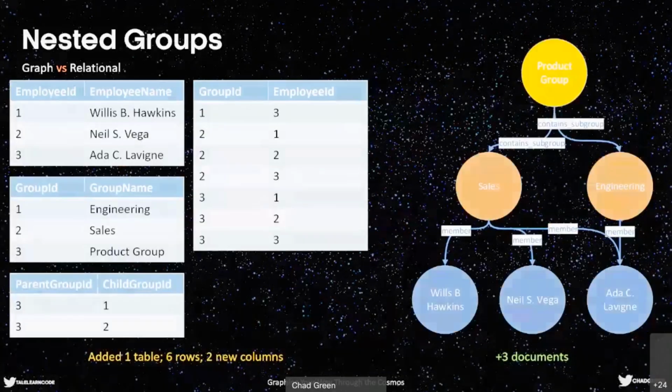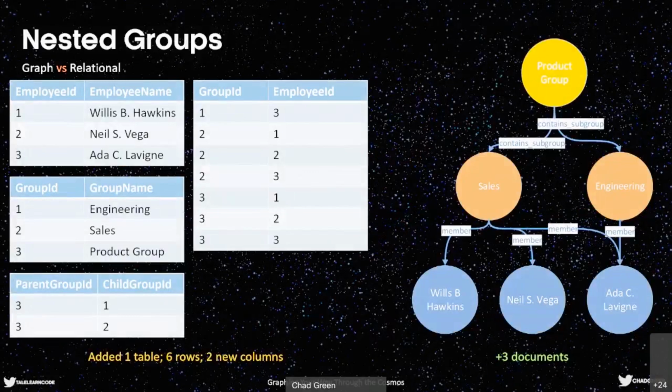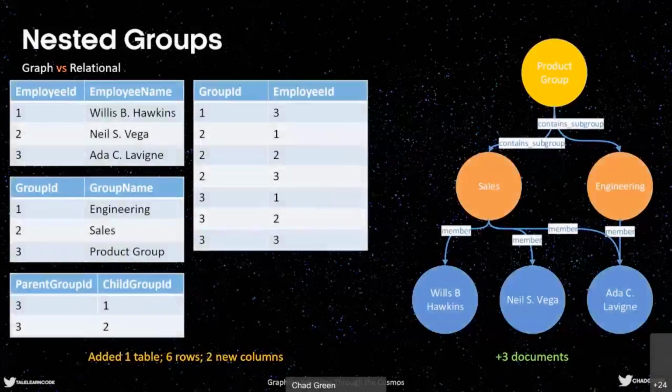And so, sure enough, if we again look at the visual descriptions here, on the relational database, I had to add one table, 6 rows, 2 columns, and so forth. Whereas on the graph database, I just added 3 documents. And again, look how much better structured that is. We see right away what we're looking at. And that's where we get some really nice power here.